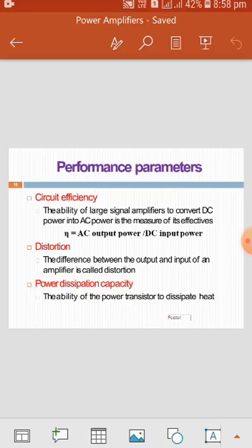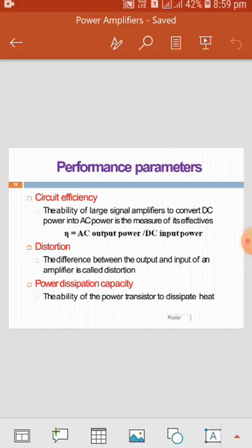It is defined as the ability of a large signal amplifier to convert the DC power into AC power. That is given by the formula eta is equal to AC output power divided by DC input power, which states how much of the AC input is getting amplified with the help of the DC input given through the power supply. That is what is said to be circuit efficiency.